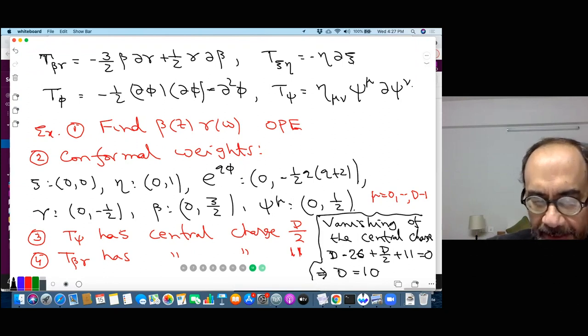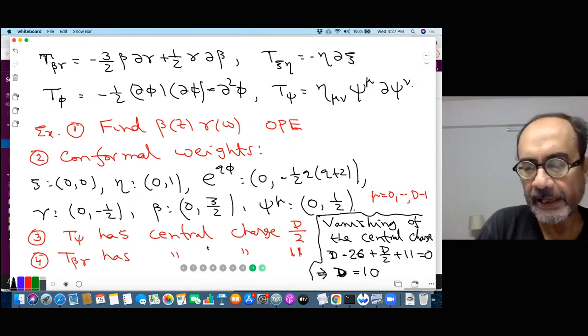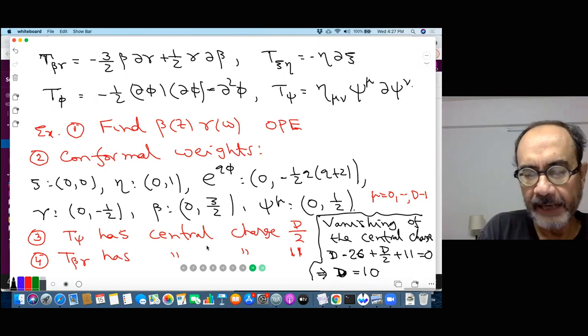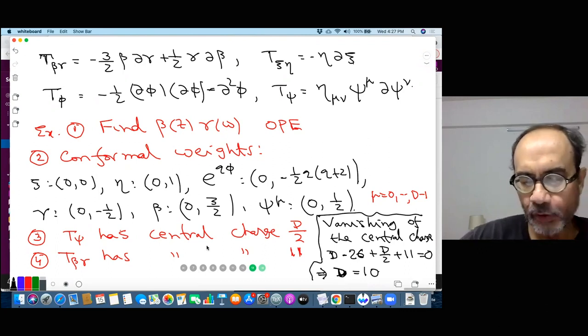So the total stress tensor transforms as a primary of dimension 2 in d equal to 10. And as we will see later, this is also related to the nilpotence of the BRST charge. I'll define the BRST charge in this theory, and Q_B squared equal to 0 will also demand d equal to 10. So that's why we say that the superstring theory is consistent in d equal to 10. And then in the same spirit as in the case of bosonic strings, we have to make 6 of these directions small and compact if you want to make correct connection with the universe that we live in.